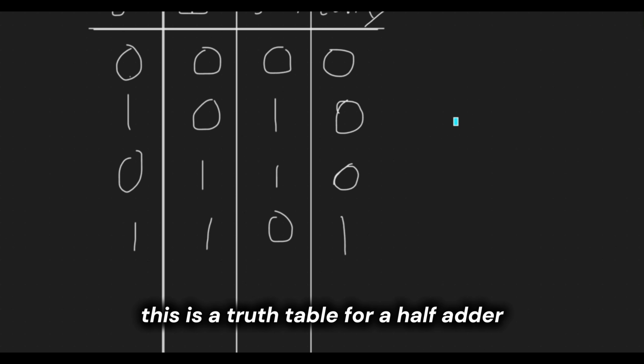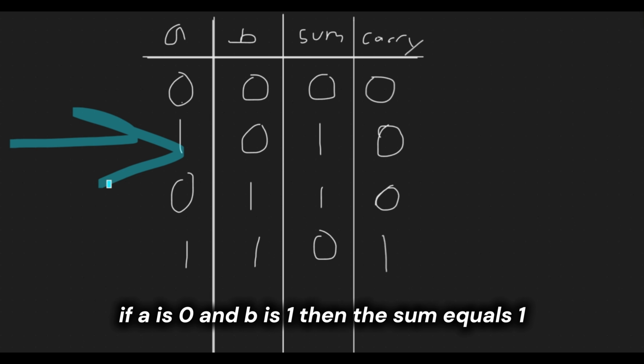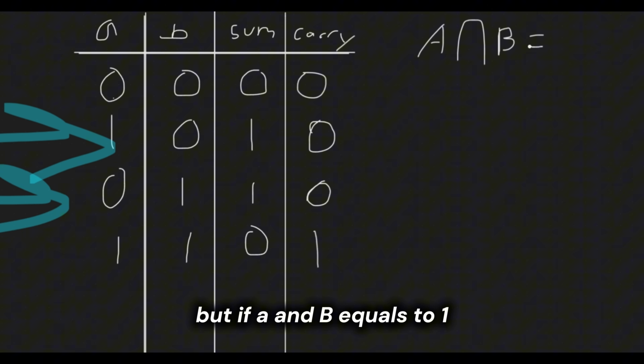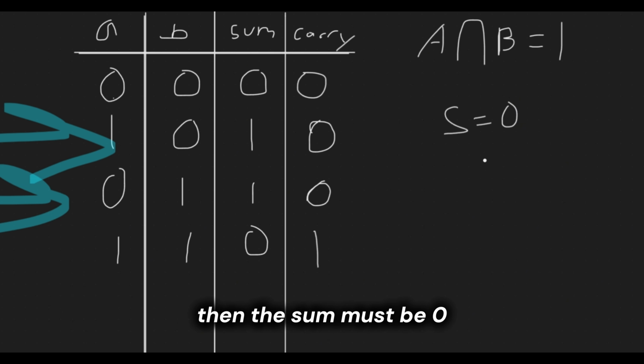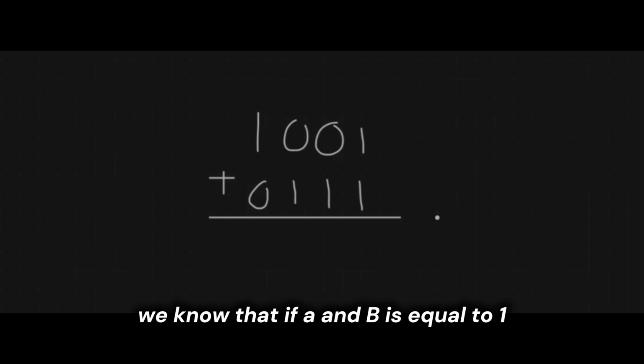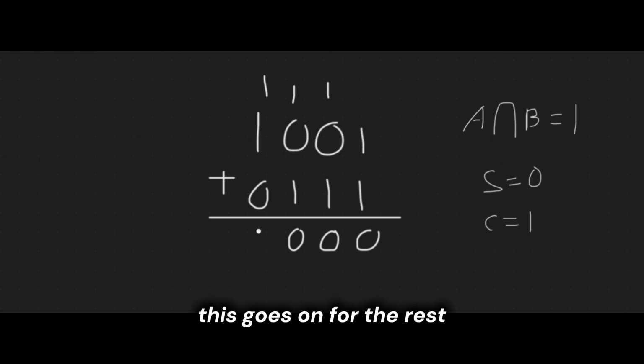This is a truth table for a half adder. If A is 1 and B is 0, then the sum equals 1. If A is 0 and B is 1, then the sum equals 1. But if A and B equal 1, then the sum must be 0 and the carry must turn into a 1. So how would I add these two sets of data together? We know that if A and B are equal to 1, then the sum must be 0 and we must carry over the 1. This goes on for the rest.